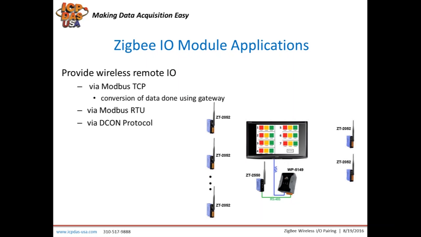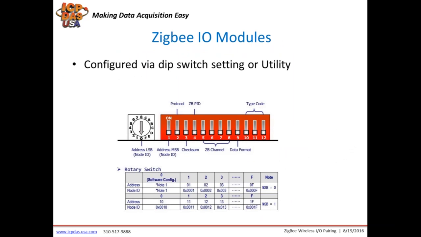The basic ZTIO modules communicate data wirelessly via Modbus TCP format, via Modbus RTU format, or by DCON. When using Modbus TCP, the conversion is done in the gateway. Our Zigbee IO modules, as I've shown previously, provide wireless remote IO to the host coordinator. Data can be read in by Modbus TCP format with the conversion done in the gateway, via Modbus RTU, or via DCON protocol. There are many different selections with combinations of digital inputs, digital outputs, analog inputs, and analog outputs.